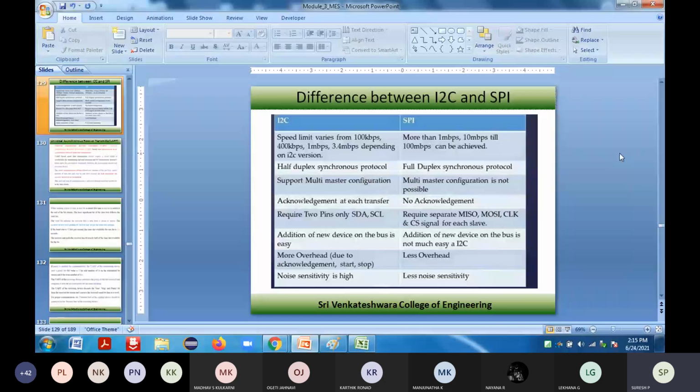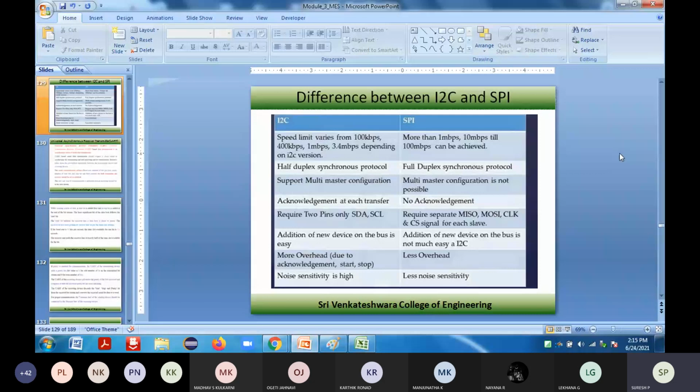Since only one master is connected to that particular line, if more masters were connected, I wouldn't know who is initiating the connection simultaneously. Because you are connecting with only one master, the communication becomes easy, and if the communication is easy, you have less overhead. That's it. Noise sensitivity is high where more transmission is happening.